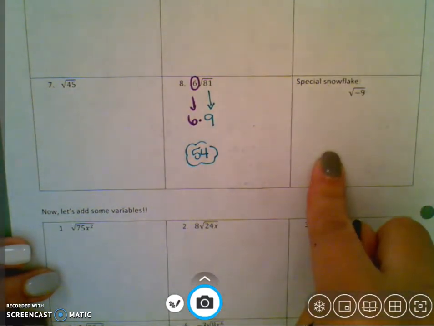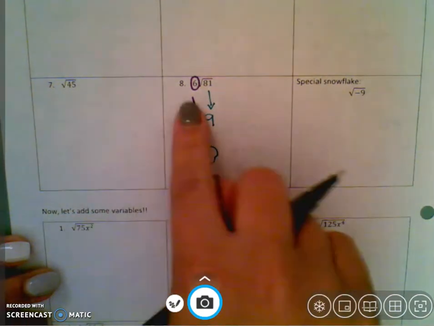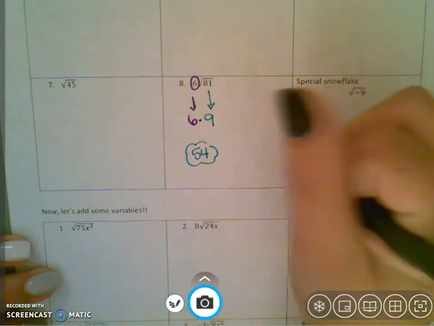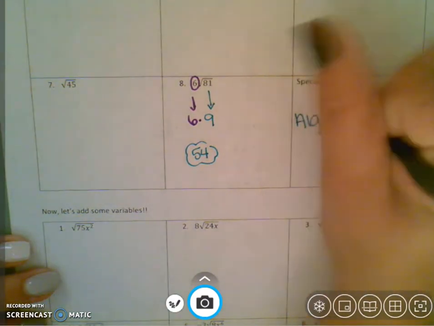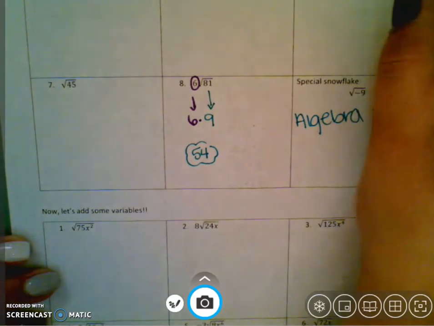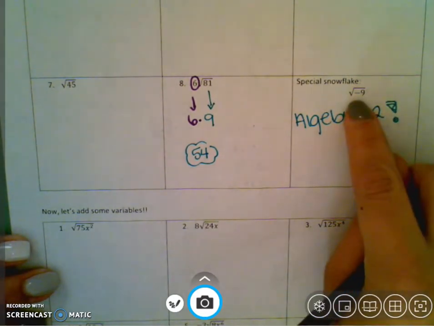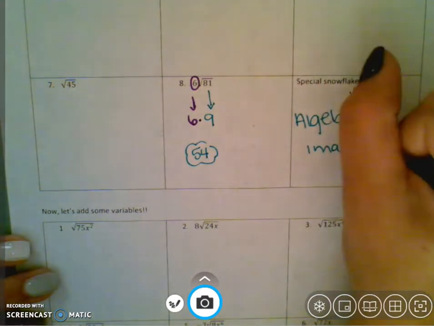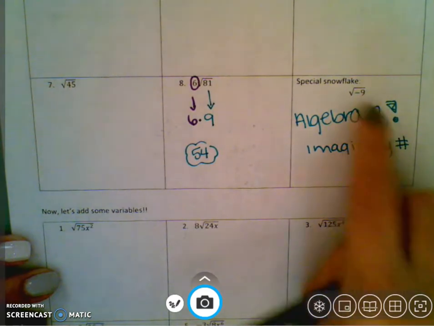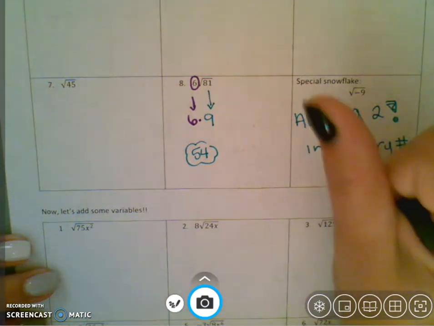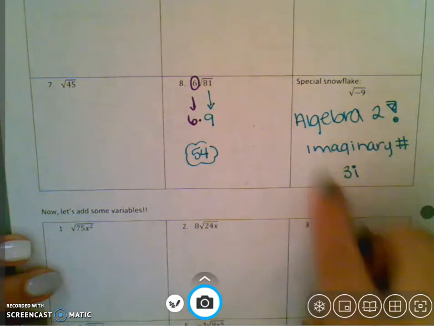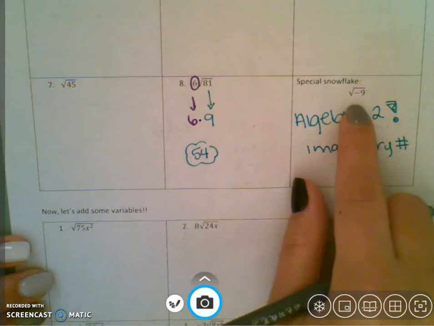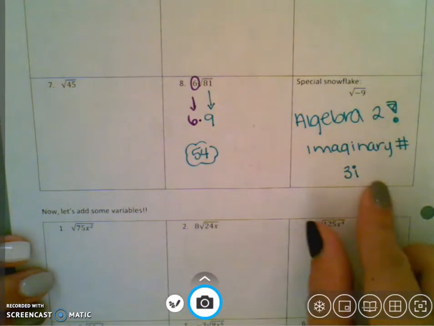Okay, the special snowflake, notice how everything we've done does not have a negative underneath. This guy you're going to deal with in Algebra 2. That's why he's a special snowflake. Algebra 2. And the negative, though, we can't do right now. They're called imaginary numbers. So technically, this answer is going to be 3i, which you don't have to know right now. You're going to learn more about this in Algebra 2. Just wanted to make sure you know that you cannot do it with a negative underneath. We haven't learned that yet.